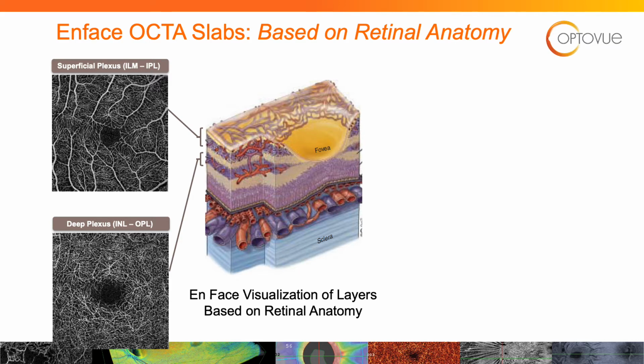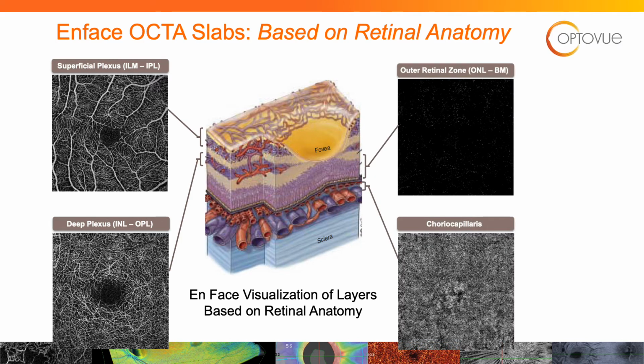The superficial plexus is going to image the most anterior part of the retina. The deep plexus is going to image more posterior than the superficial. Then you have your avascular zone, which is essentially your RPE and the surrounding tissue. And then you have your choriocapillaris, which is the most posterior structure. Anything white on the angiogram is going to indicate blood flow. Anything black shows no flow or areas of non-perfusion.